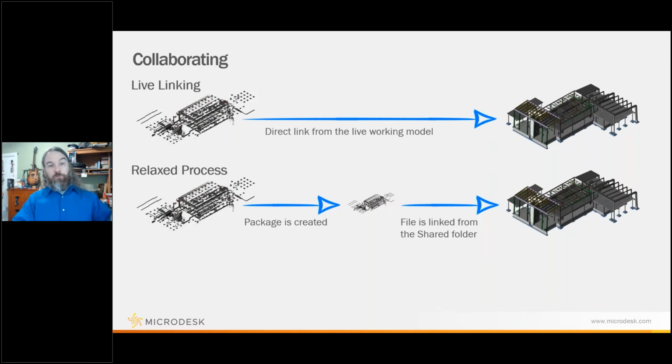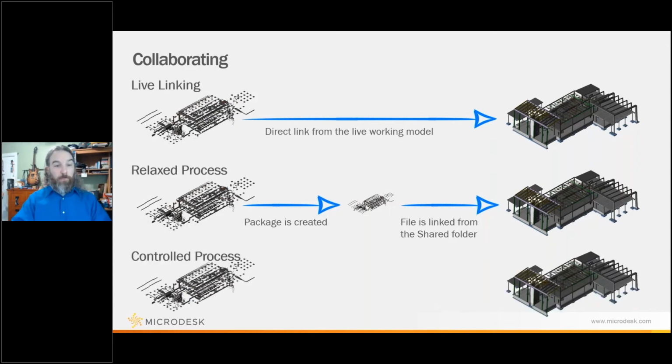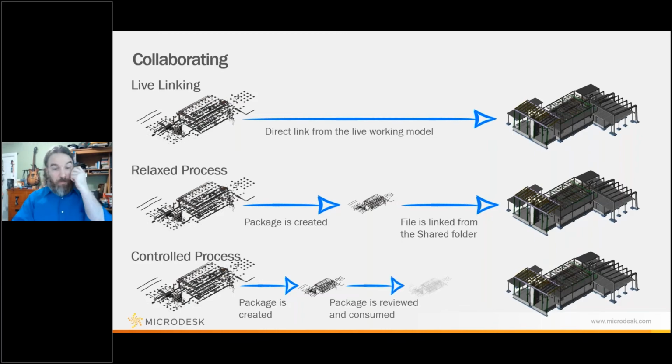Now, the other one that fully takes advantage of the features of BIM 360 Design is a controlled process. In this case, again, the mechanical engineer creates a package. That package doesn't automatically update or change my background, because I now need to review that file. So they send me their file, I have to look at it, review it, and approve it, basically. Once I've finished approving it, that model is considered consumed. It's pulling that model into my project. So that way, I'm not automatically getting changes to my background.